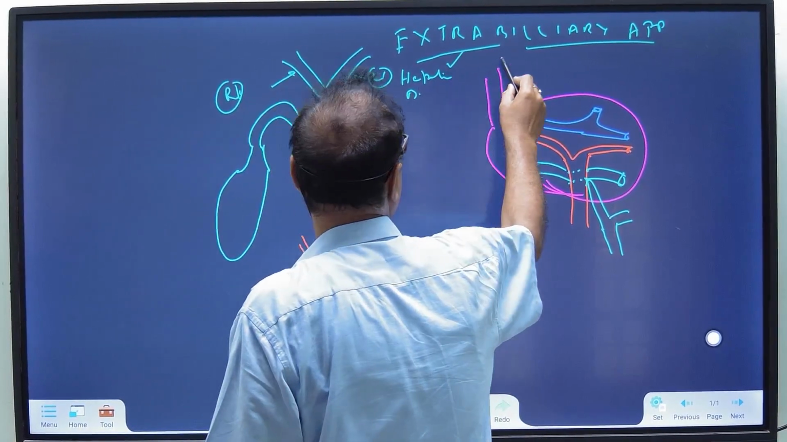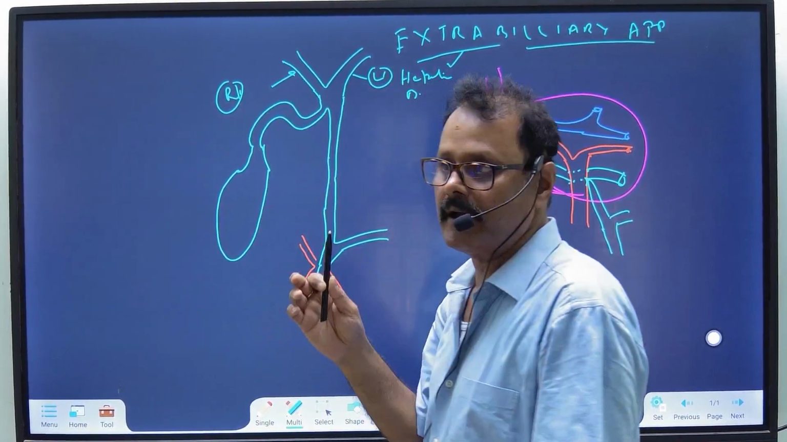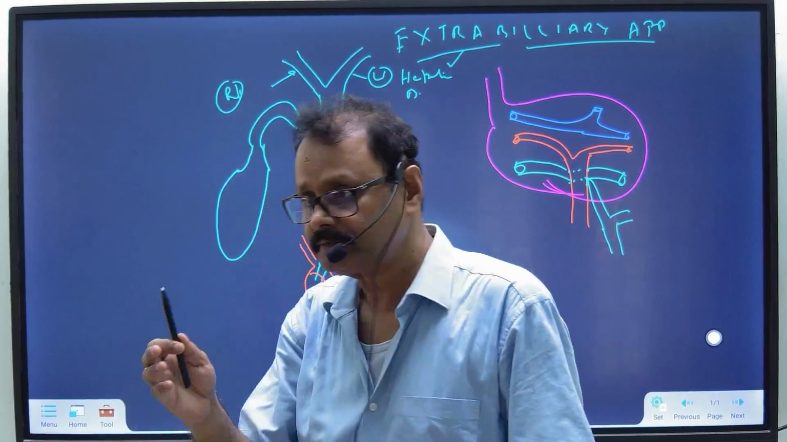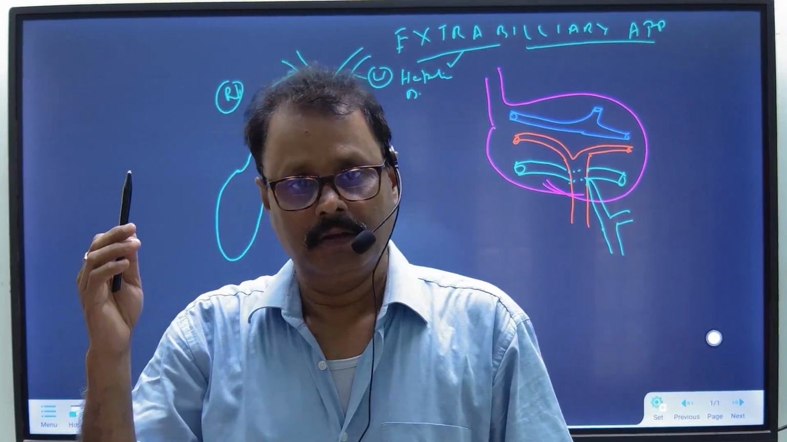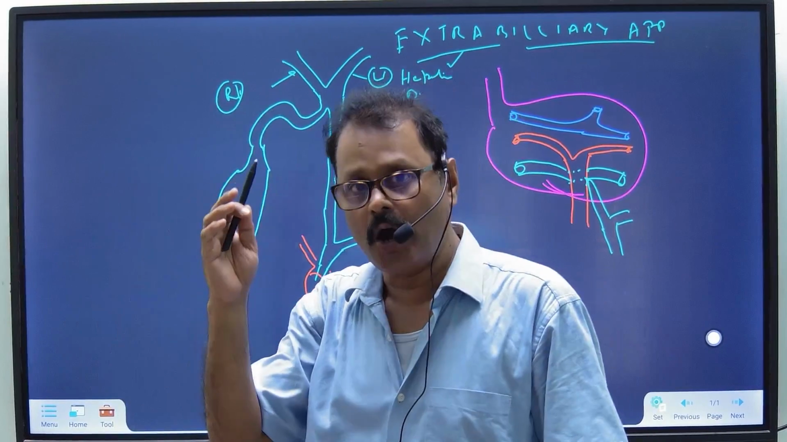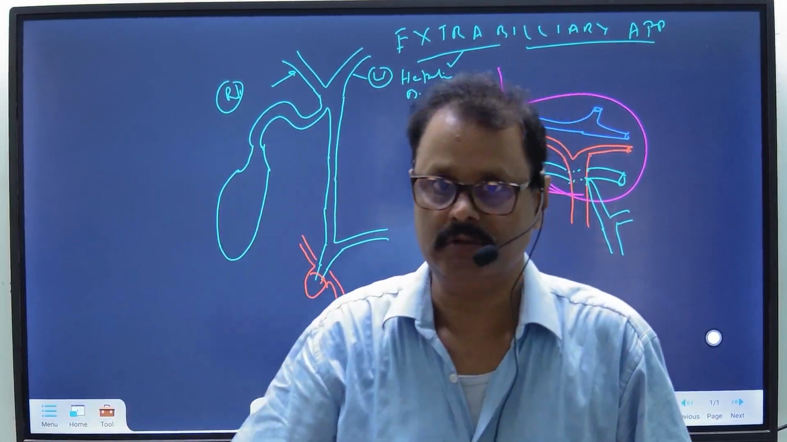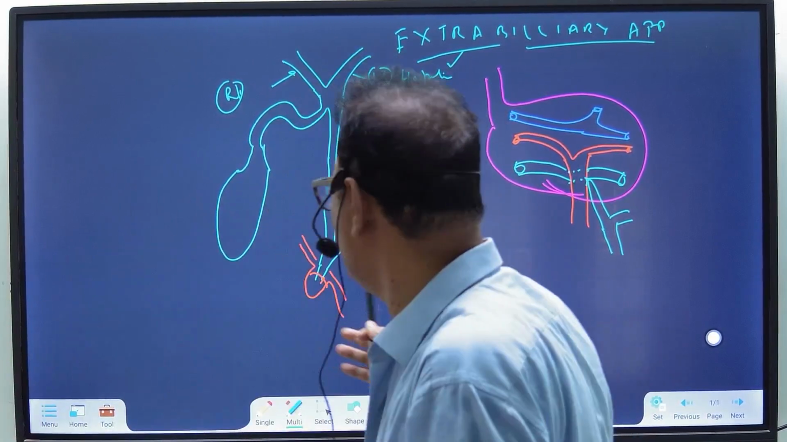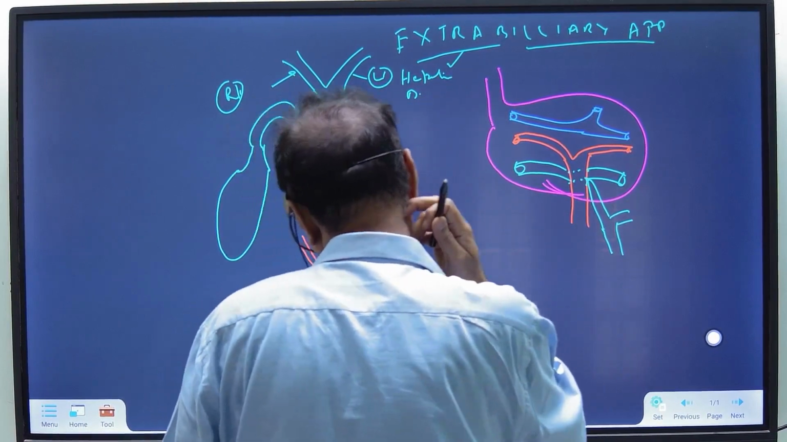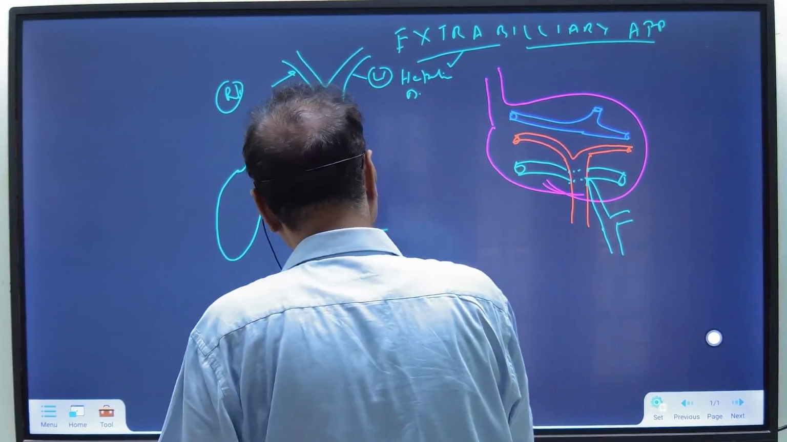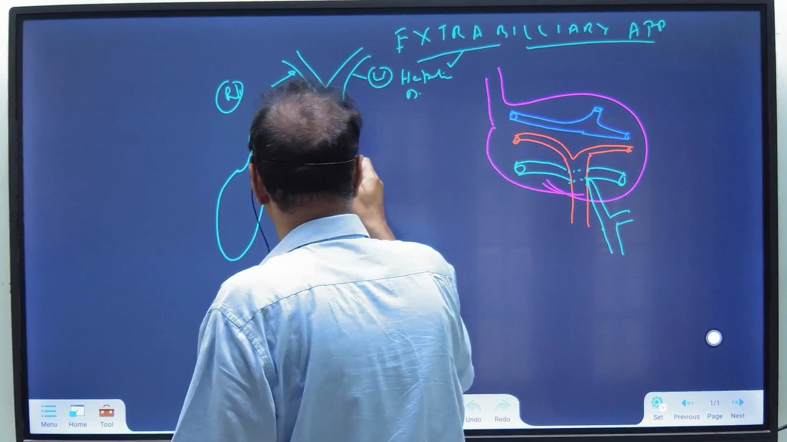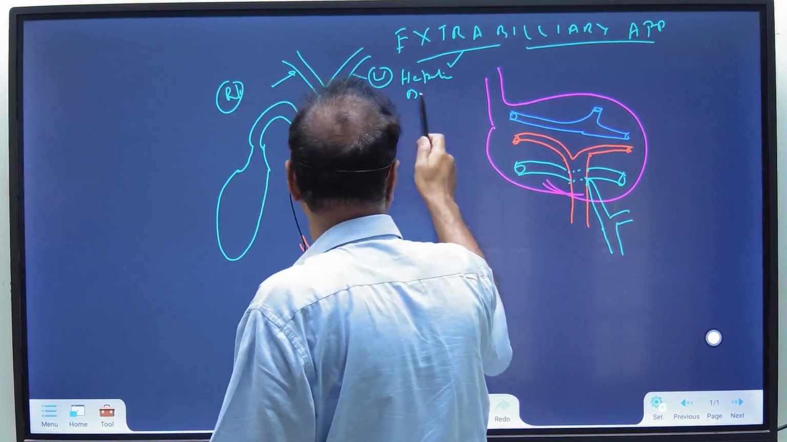Today we'll talk about the extrabiliary apparatus. Extrabiliary apparatus is nothing but the apparatus which is outside the factory where bile is being produced. The bile is being produced in the liver, so we'll talk about anything which is concerned with the outside of the liver structure.